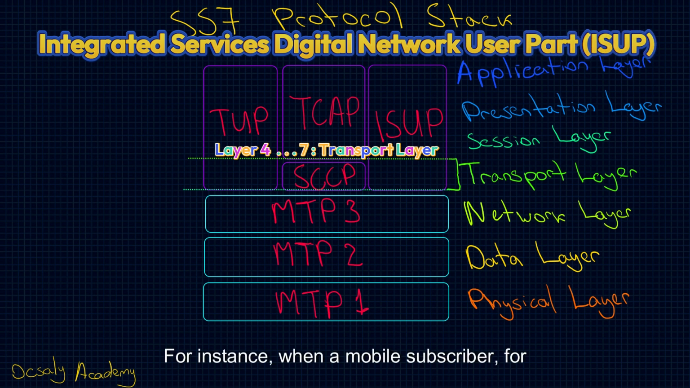For instance, when a mobile subscriber, for example party A, initiates a call to a fixed line subscriber, let's call it party B, ISUP facilitates the exchange of messages required to establish the call, alert the recipient, maintain the connection during the conversation, and tear down the connection when the call ends. Now you can see the example call flow in this illustration.